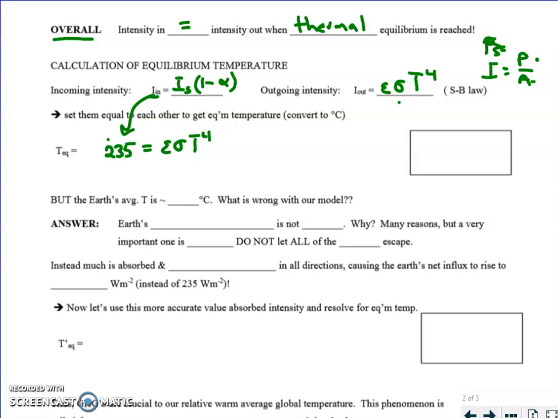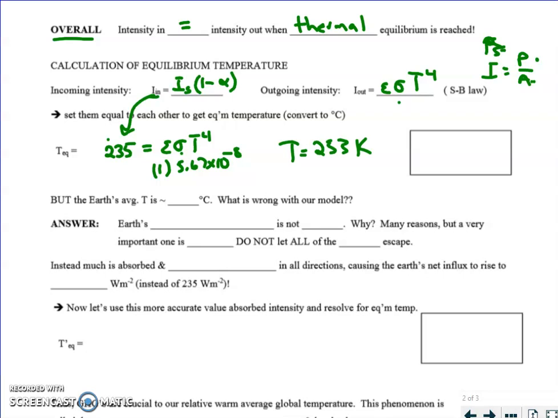We know sigma is 5.67 times 10 to the negative eighth. What are we going to assume about epsilon? Well, let's take the simplest case. The Earth is a perfect black body. Okay, and so this is 5.67 times 10 to the negative eighth units, and that's 235. So if I solve for T, and you can work that out for yourself, we get T equals 253. That's not Celsius, that's Kelvin.